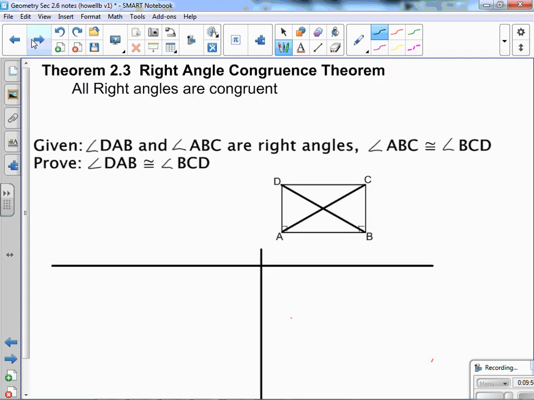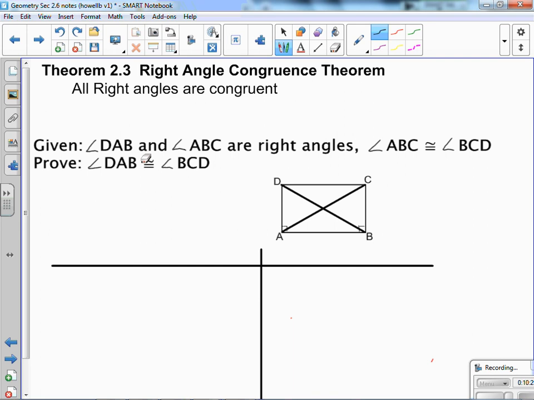Alright, so we have theorem 2.3, the right angle congruence theorem, which just tells us that all right angles are congruent. So if I have two right angles, we automatically know they're going to be congruent, which should make sense because all right angles are 90 degrees. But this is just a rule that we can use anytime that we've got two right angles to say that they're congruent without having to say that they're both equal to 90 degrees.